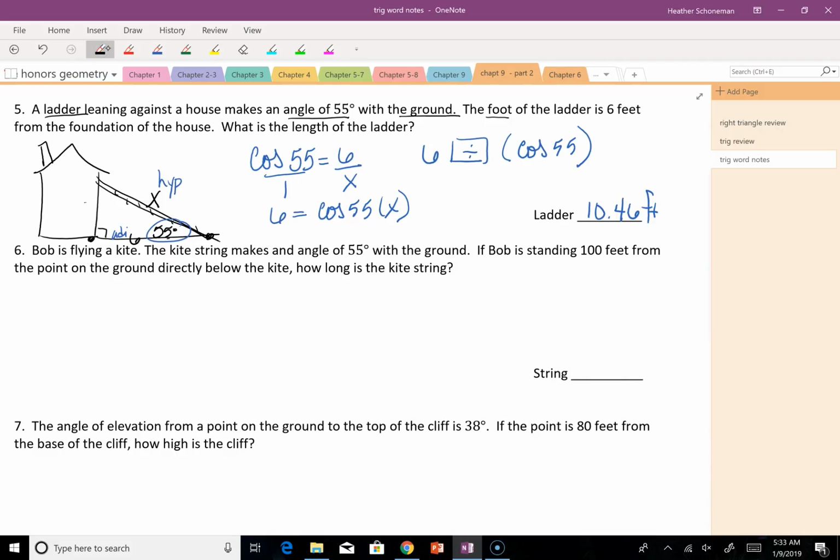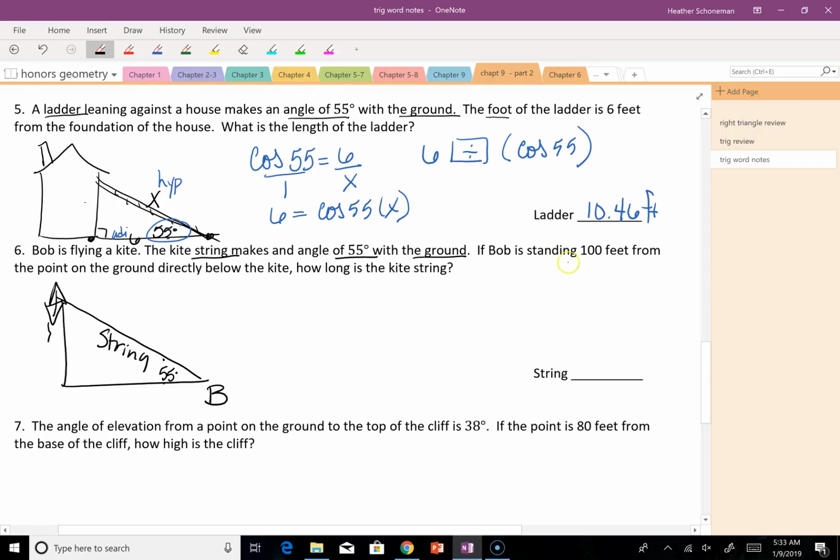Okay, Bob is flying a kite. So here's Bob. Now when you fly a kite, the string doesn't go straight up. It goes at an angle. So here's your string. Okay, so that means this is where your kite is. The string makes an angle of 55 degrees with the ground. So here's the string. The ground is where Bob is standing, so this is 55 degrees.